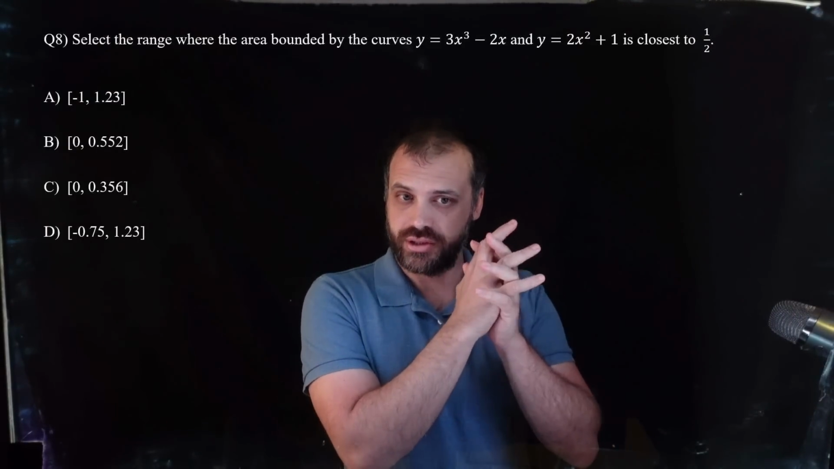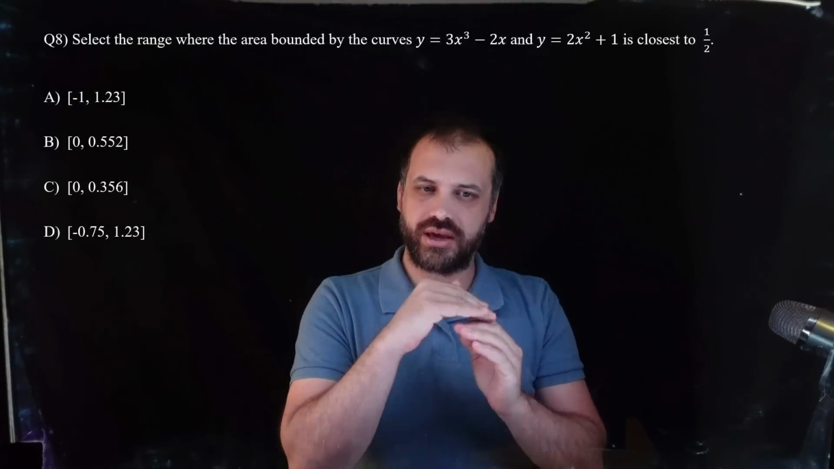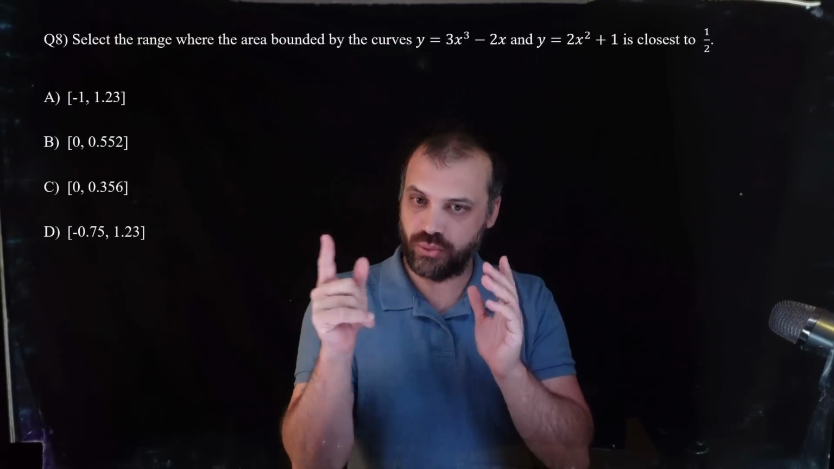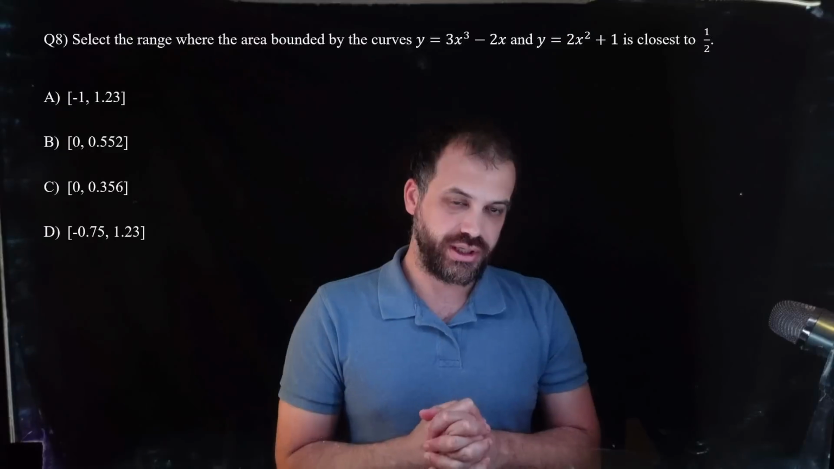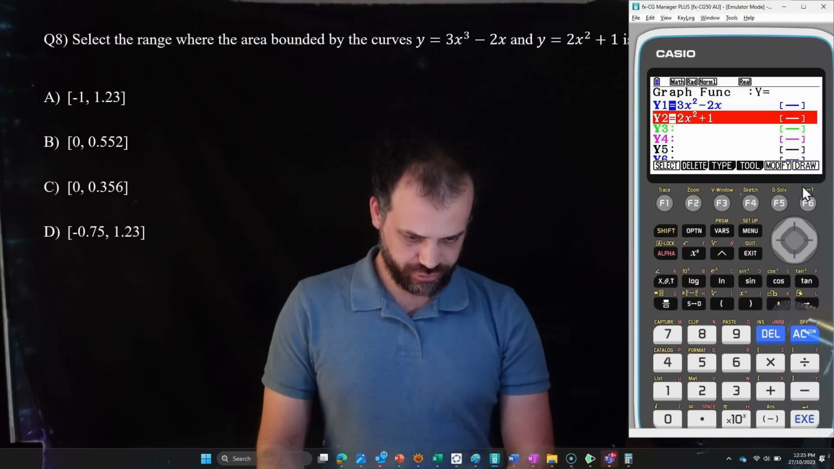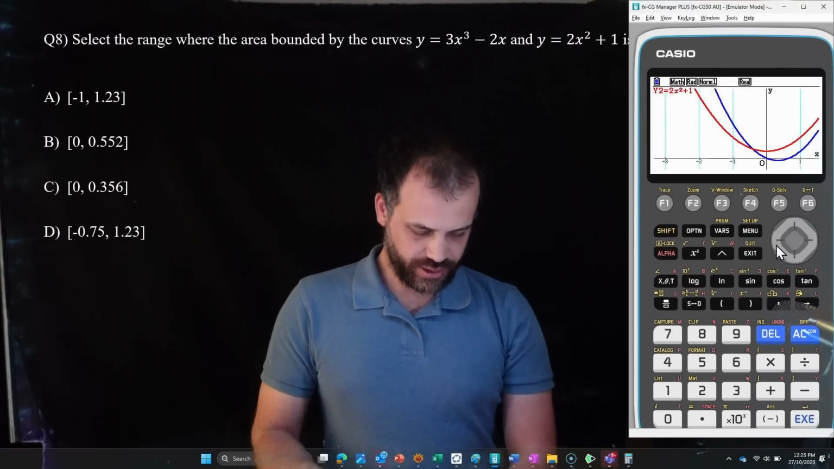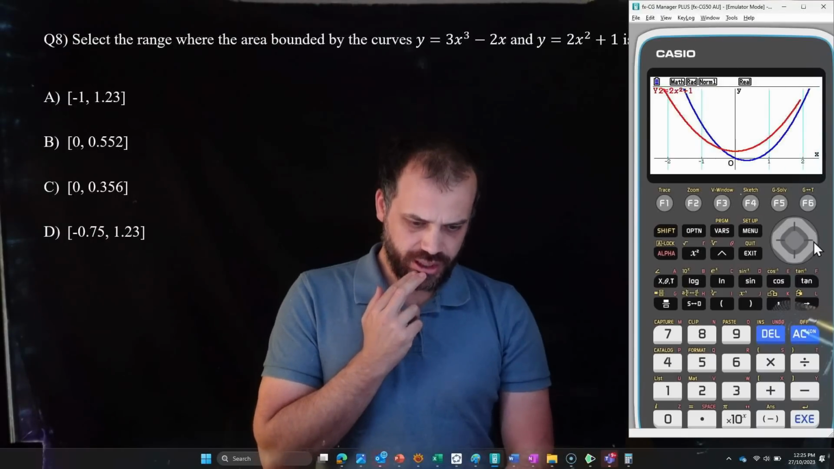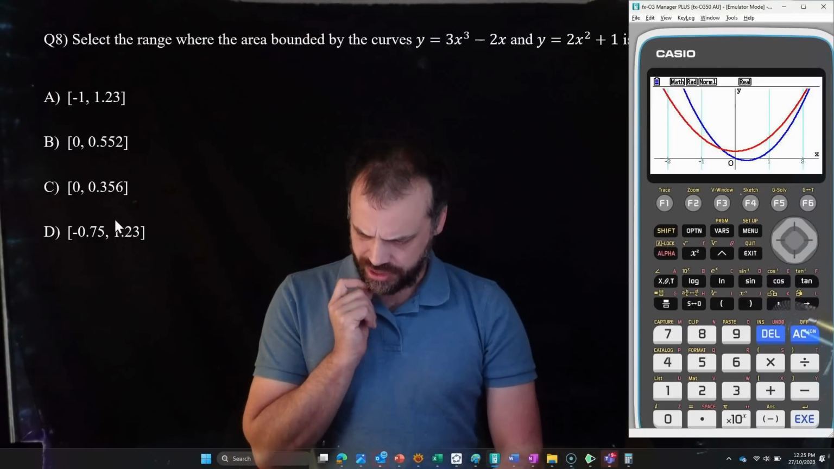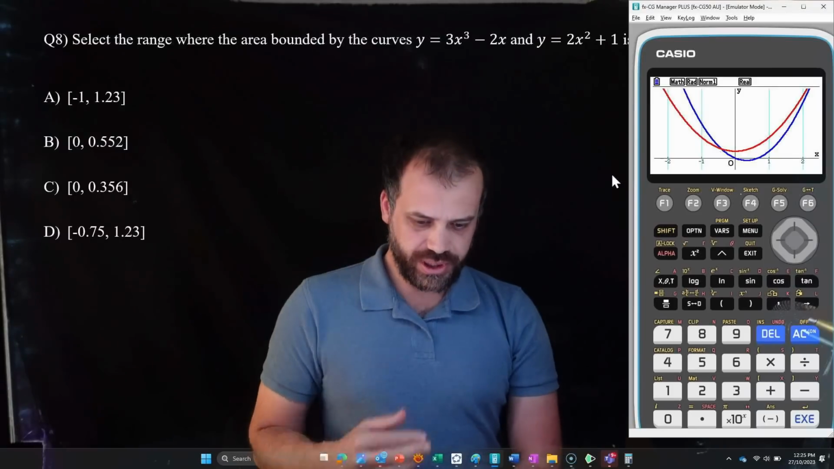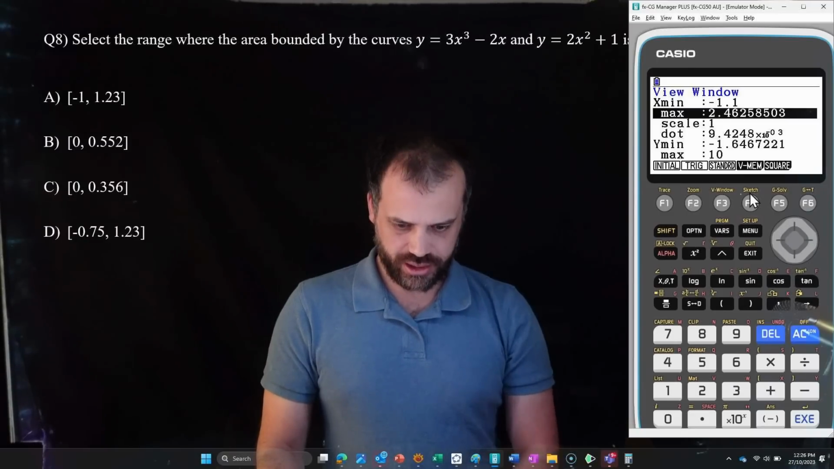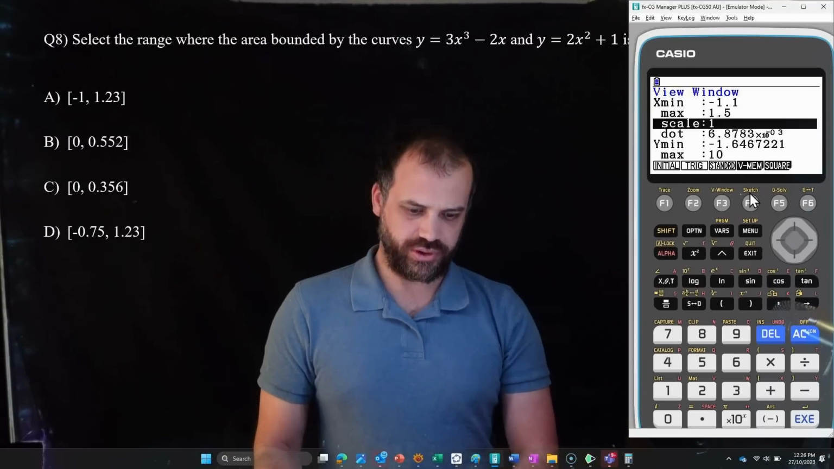Have a try first. Alright, we've got two functions, and we want to find the area bounded between them, and find out between what bounds the area is closest to 1/2. So enough talking, let's just sketch those two on our calculator. I've typed them both in there, and I'm going to draw that. I'm going to zoom out a little bit. Looking at all of our numbers, the lowest number is like -1 and the largest number is like 1.23. So you can be a little bit strategic with your view window here. I'm going to put an x minimum of like -1.1 and an x maximum of like 1.5.